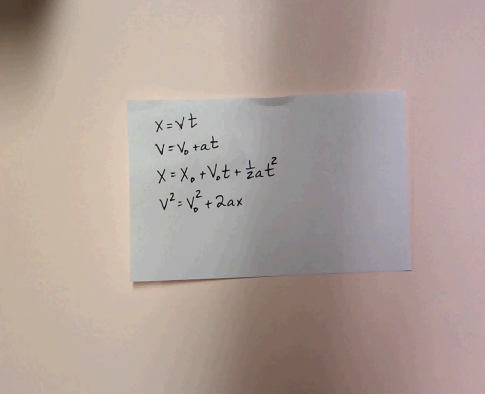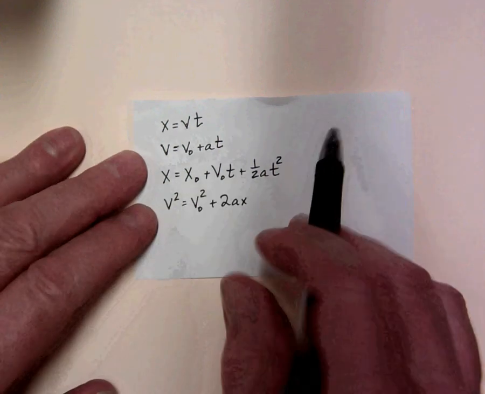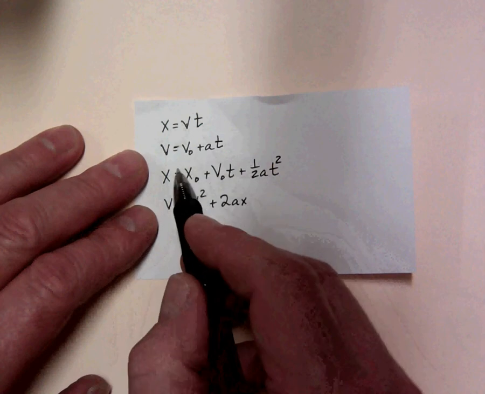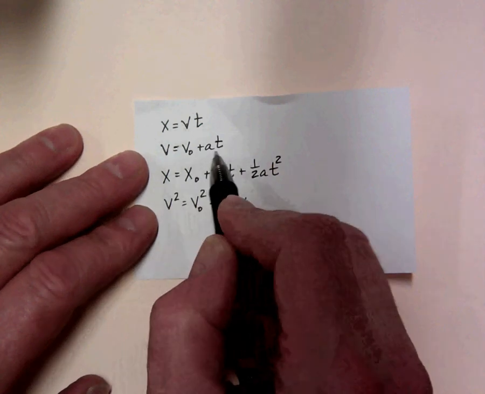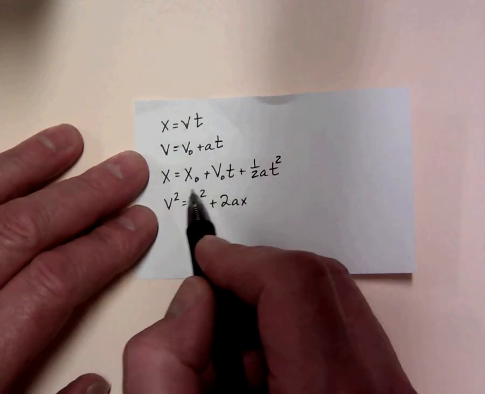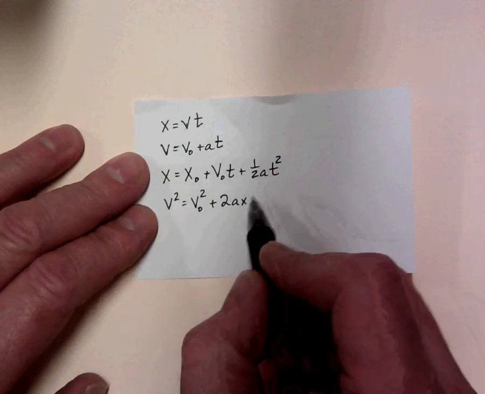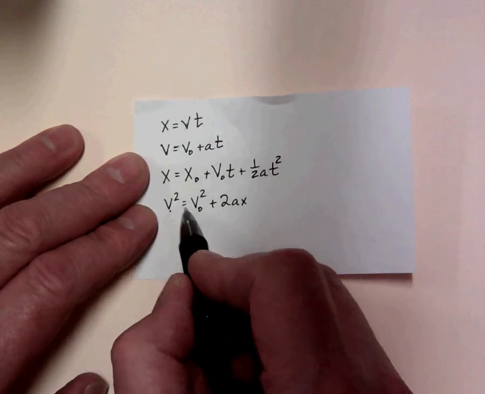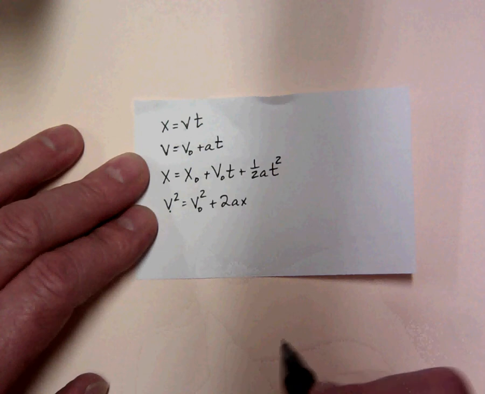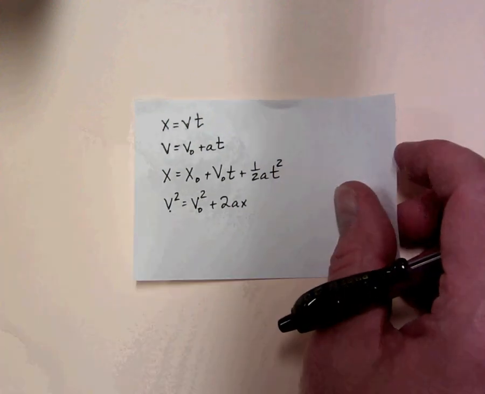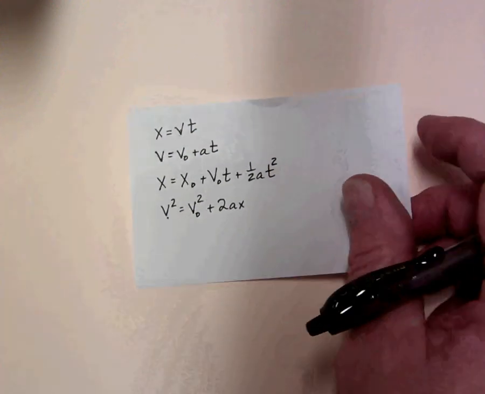Okay, welcome back, and this is the last in the series of our lectures on kinematics. Just to quickly review, we've had 4 equations: X is equal to VT, V is equal to V naught plus AT, X is equal to X naught plus V naught T plus 1/2 AT squared, and V squared equals V naught squared plus 2AX. You might want to put these on a little sheet of paper because today we're going to look at something different.